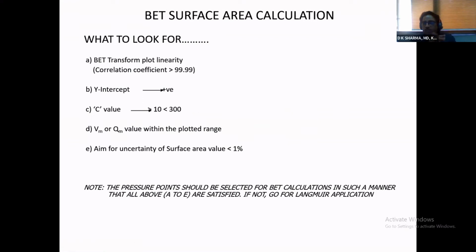I know most of the students who get their samples analyzed outside just get a value of the BET surface area which they report or consider as good. If you are doing the analysis yourself, you will see these things anyway. But if you are getting it done by somebody else, look for these things when you want to see how good the BET surface area calculations are. If any of them is not there, then you should start doubting the results.